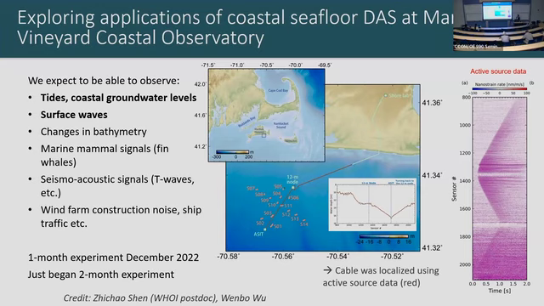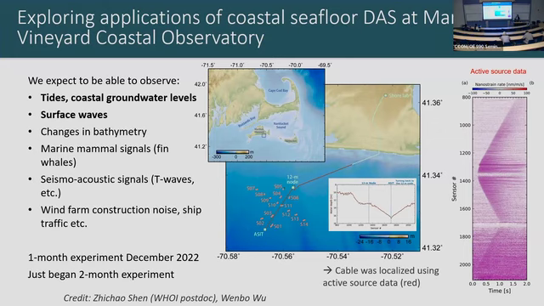We have about 8 kilometers total of cable. And in this experiment with collaborators Wenbo Wu and Jishao Shen, we're trying to understand all the different things that we might be able to use this cable for in the coastal ocean. They're both seismologists, so they're really interested in a lot of those signals. In this experiment, I'm going to talk about these first 2 that we're exploring. They've been looking a little bit at using it for tides and also hopefully eventually understanding coastal groundwater levels.